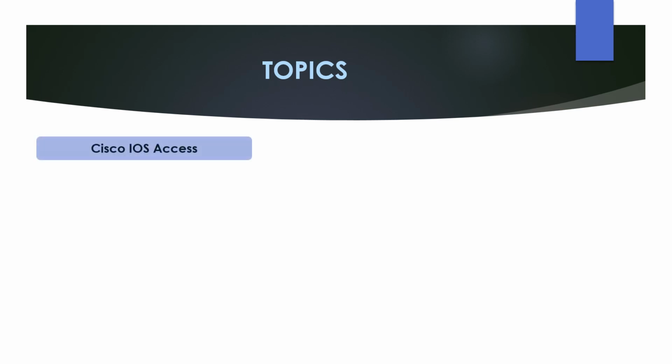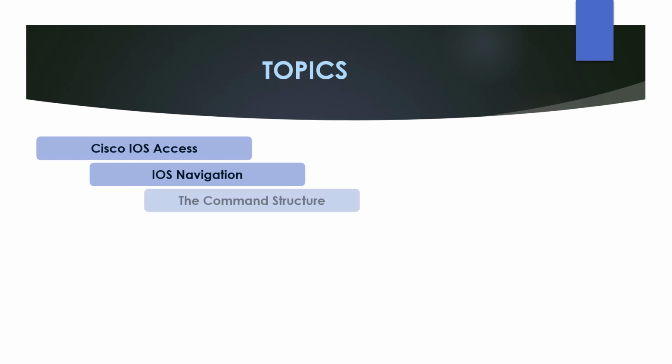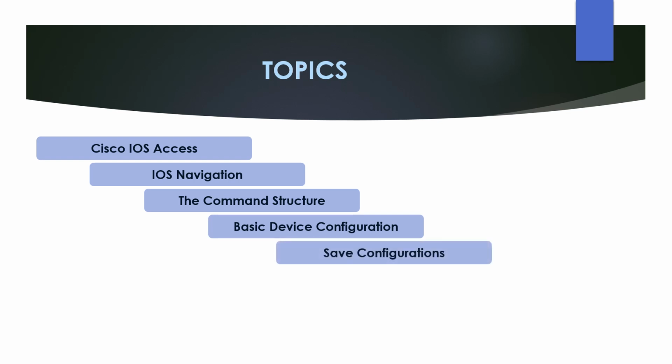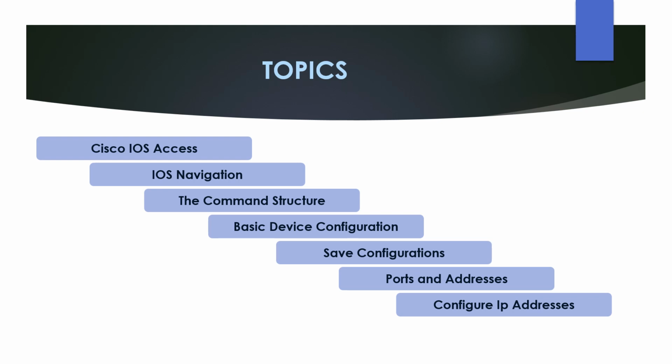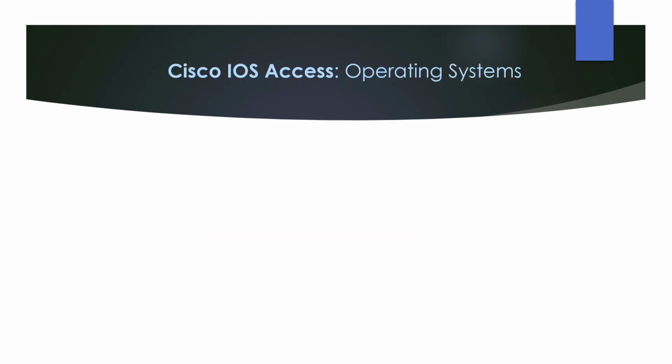Here we will explain how to access a Cisco IOS device for configuration purposes. We will explain how to navigate Cisco IOS to configure network devices. We will describe the command structure of Cisco IOS software. We will configure a Cisco IOS device using the command line. We will use IOS commands to save the running configuration. We will explain how devices communicate across network media. We will configure a host device with an IP address. And lastly, we will verify connectivity between two end devices.